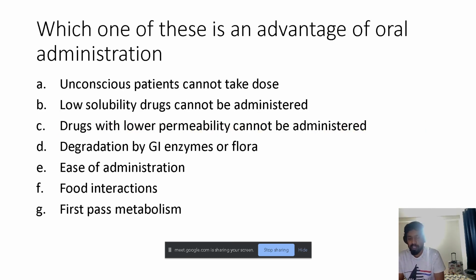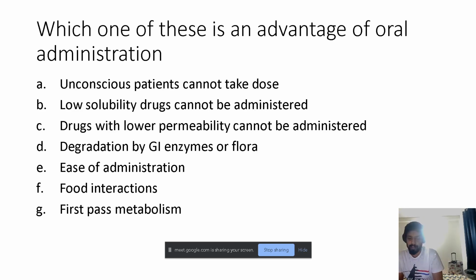Okay. Which one of these is an advantage of oral administration? Is it that unconscious patients cannot take the dose? Low solubility drugs cannot be administered. Drugs with low permeability cannot be administered. Degradation by GI enzymes or flora. Ease of administration. Food interactions. First pass metabolism.